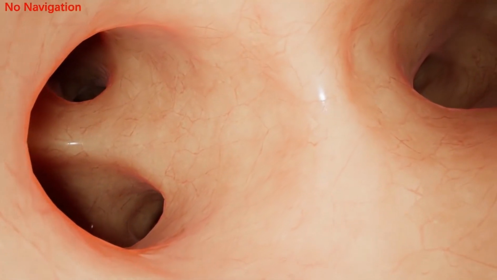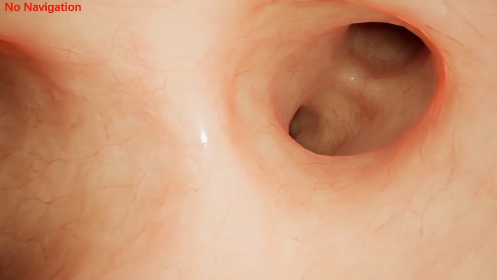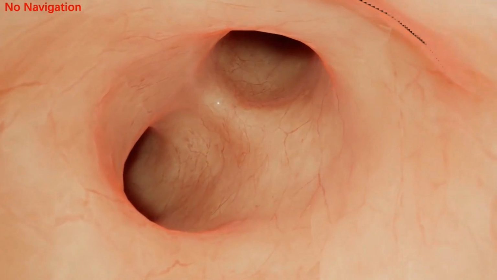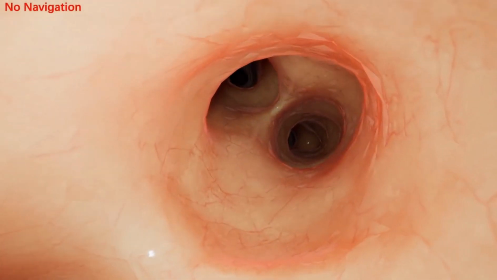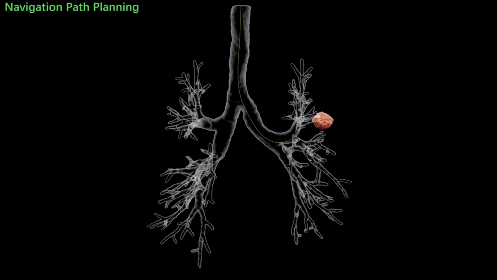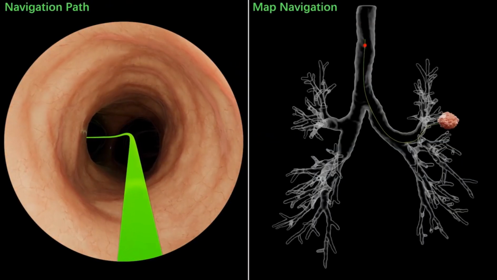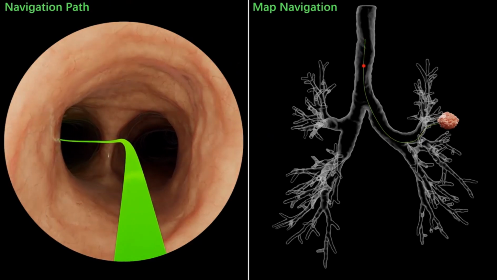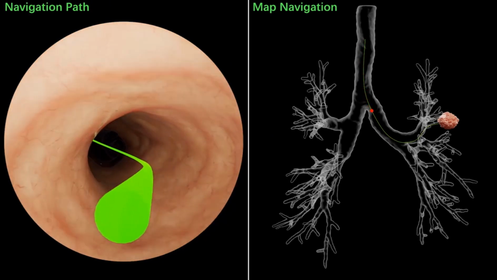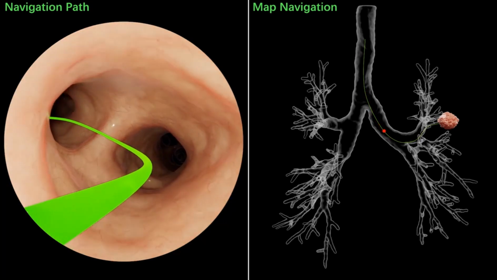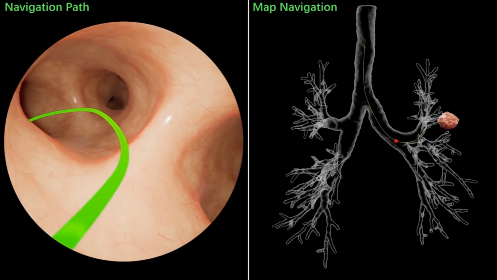However, due to the complex tree-like structure of the bronchial system, inexperienced doctors may become disoriented and lose their way during the procedure. Pure visual navigation, based on preoperative CT images, plans the motion trajectory of the bronchoscope, providing guidance and support during the surgery. Therefore, how to estimate the position of the endoscope in real time during surgery is an important topic.